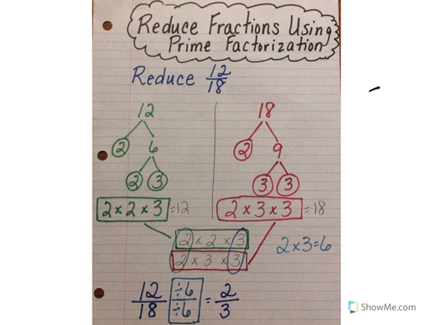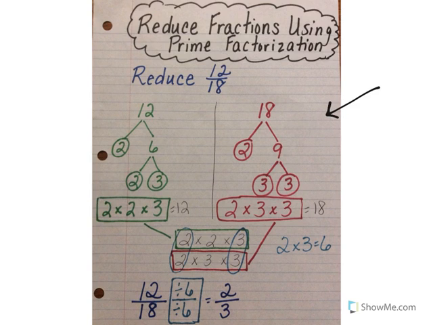Now we're going to find the prime factorization of 18. 18 can be broken down into 2 times 9. We circle the 2 because it's a prime number. 9 can be broken down further into 3 times 3. And we circle both of those 3's because they're both prime numbers as well.